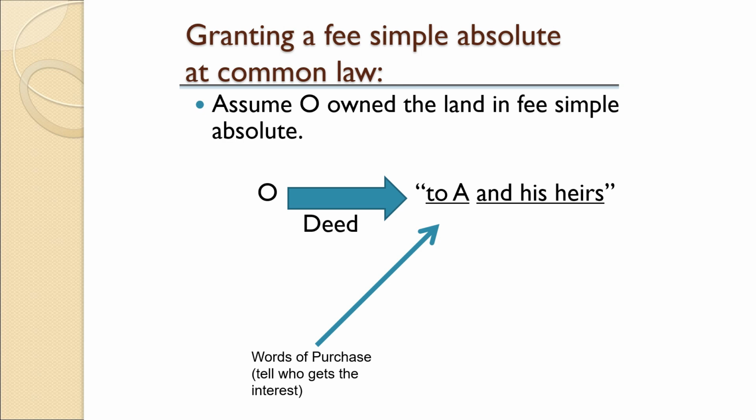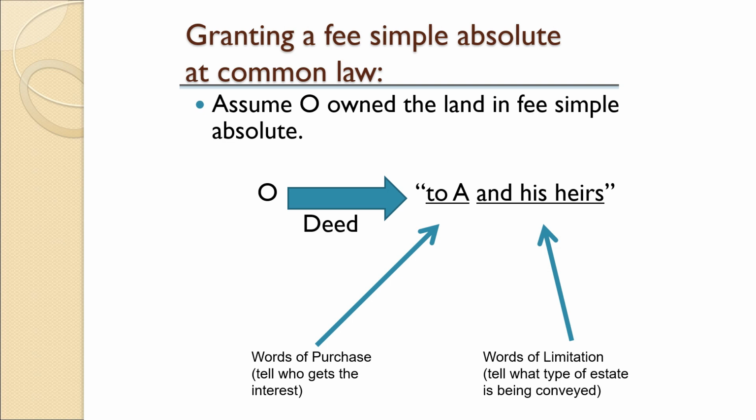Don't be thrown off by the word purchase. It applies equally well even if A doesn't pay anything for the property and receives it only as a gift. Whether it's a gift or a sale, we call those words of purchase. The other words, the words and his heirs, are called words of limitation. They don't tell who is getting an interest in the land, and as we've already said, A's heirs don't get an interest in the land.